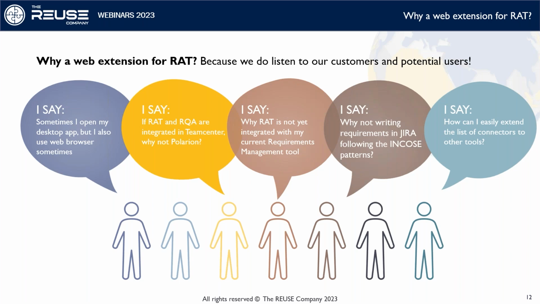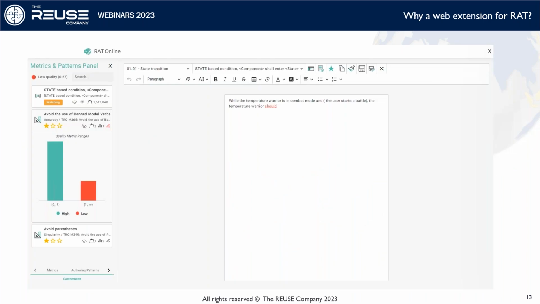Some of you are asking us, okay, sometimes I use a desktop application, but some of the times I can reach my requirements through a web browser. Or if RAT and RQA can be integrated in Teamcenter, why not in Polarion? Or why RAT is not yet integrated with my current web-based requirements management tool? Or why not apply the INCOSE rules if I write requirements in Jira, that was not, if you remember, in the list of connectors? Or how can I extend the list of connectors? This is mostly a question from our side, right? And the answer is that.